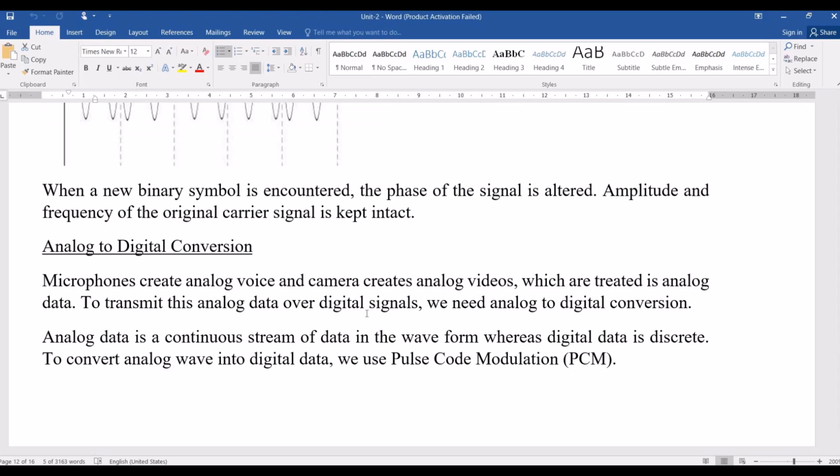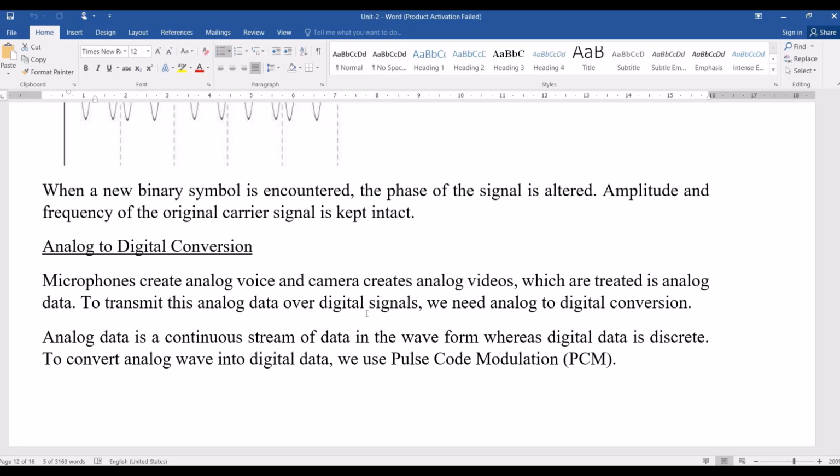Let's move on to analog to digital. At the end of the transmission, how do we get this analog back into the original binary data? Microphone creates analog voice and camera creates analog video, which are treated as analog data, so it's transmitted in the form of analog. To transmit this analog data over digital signals, we need analog to digital conversion. Learn this one. Then at the destination, we need to convert it back. This is called analog to digital conversion.